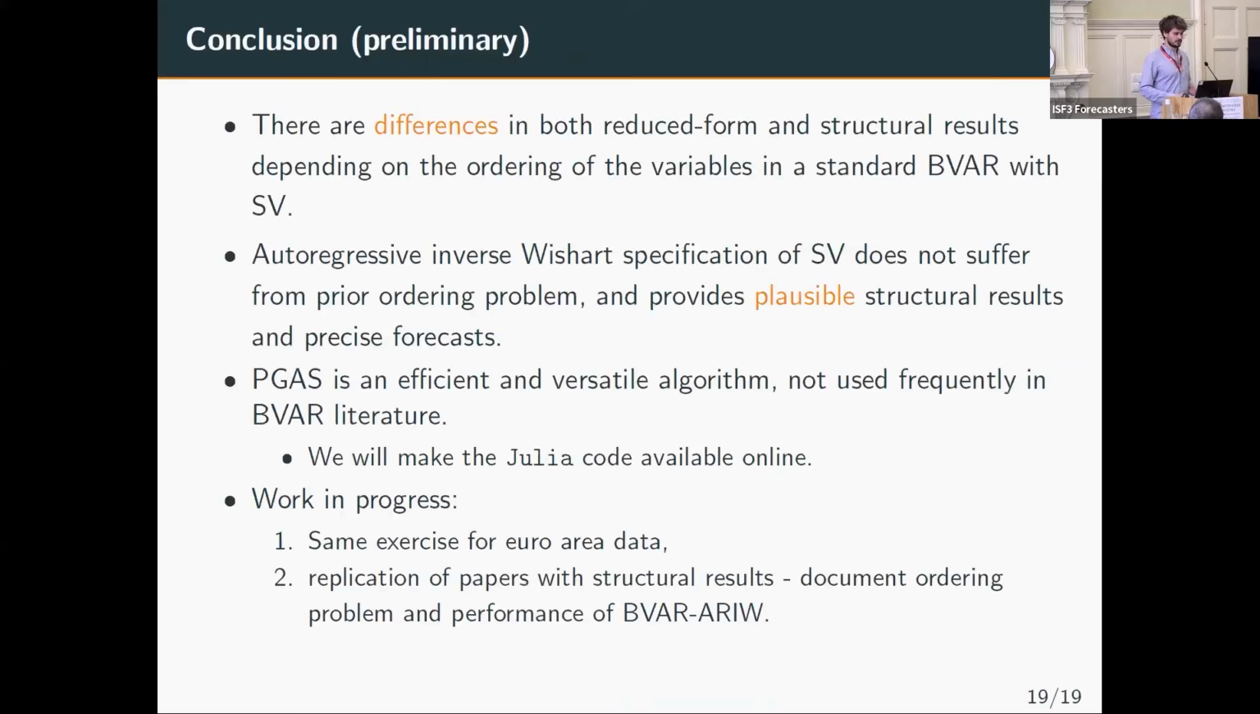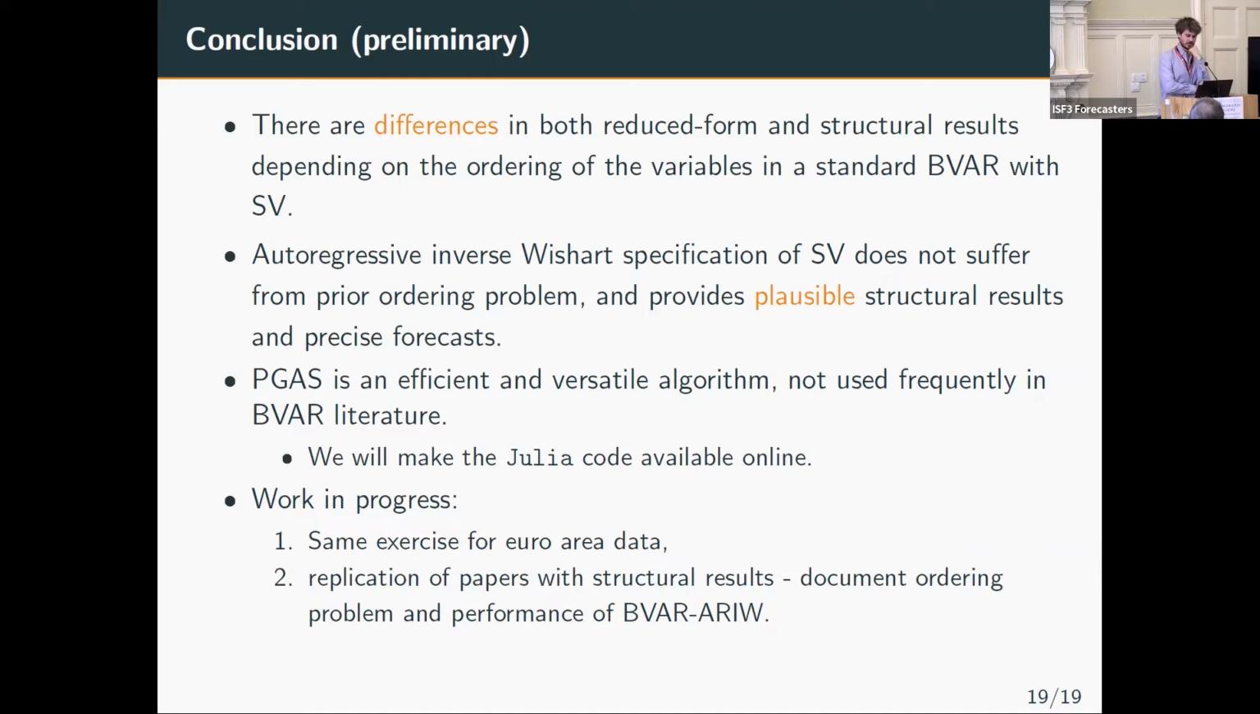Let me conclude. There are differences in both reduced form and structural results depending on the ordering of variables. The autoregressive inverse Wishart specification does not suffer from this ordering problem and provides plausible structural results and comparable forecasts. This PGAS, which is the particle Gibbs with ancestor sampling, has not been used so frequently. It has been used, but not much. And as I said, we will make the code available.